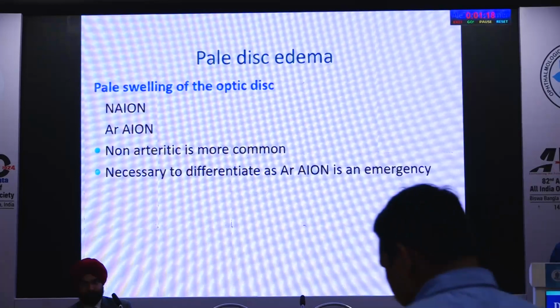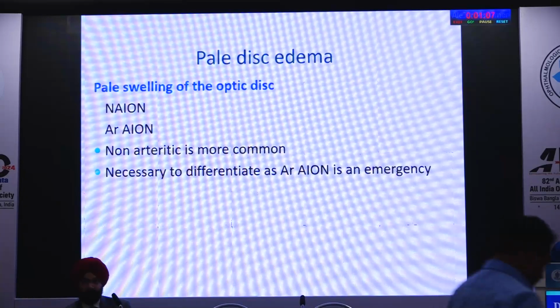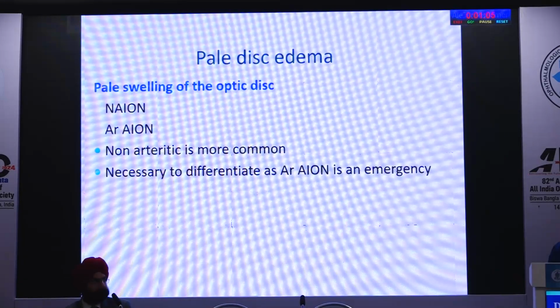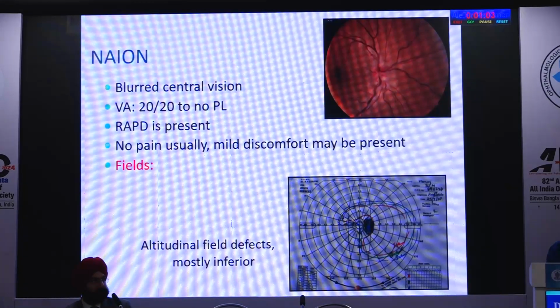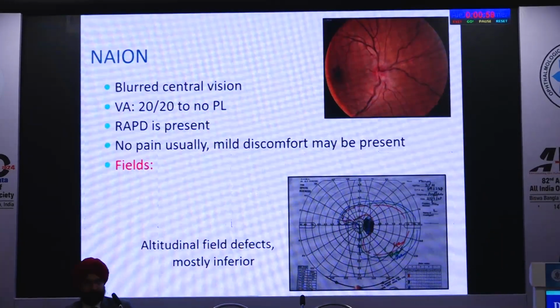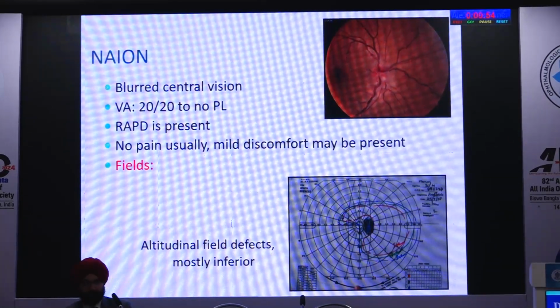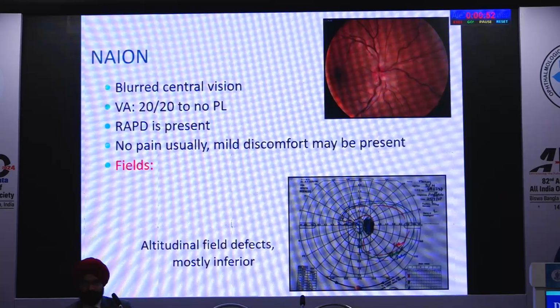A pale disc edema, you're looking at an arteritic or a non-arteritic ischemic optic neuropathy. Non-arteritic forms the sheet anchor of them. It's very, very rare to see an arteritic, but it is important to differentiate it because arteritic AION is an emergency. The NAION would present with a middle-aged or older patient with vision or field loss, particularly in altitudinal field loss, a sectoral disc edema, or going on to a sectoral atrophy, and the other eye being a small disc.